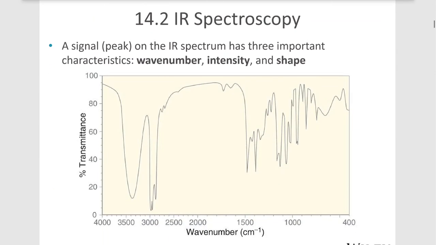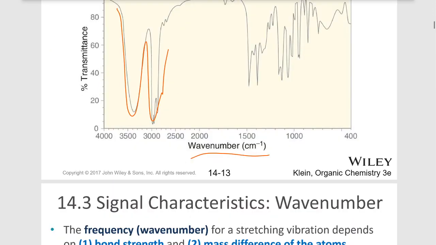So infrared spectra have different characteristics. They have wave number, intensity, which is our percent transmittance here, and shape. And all of those characteristics come together to make the peaks in our spectrum.